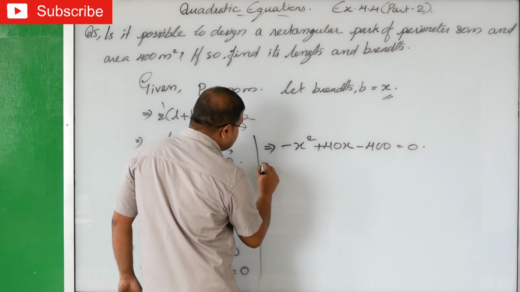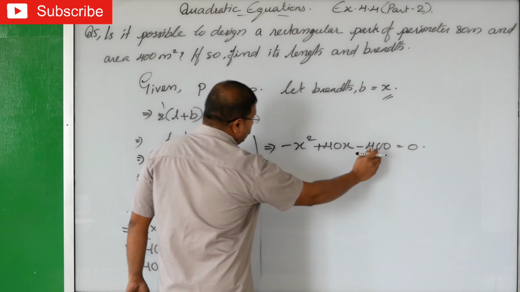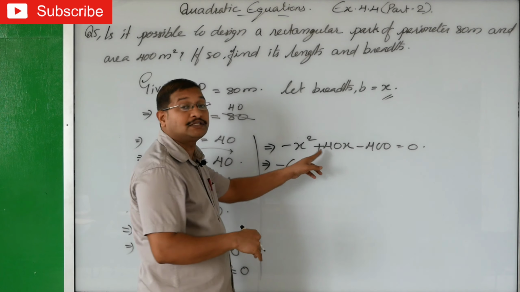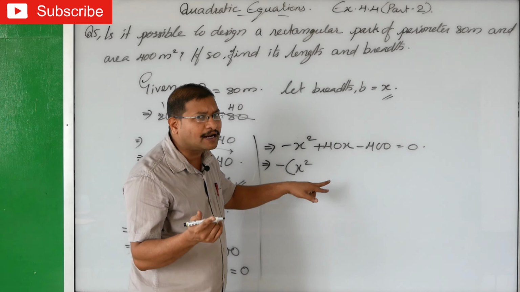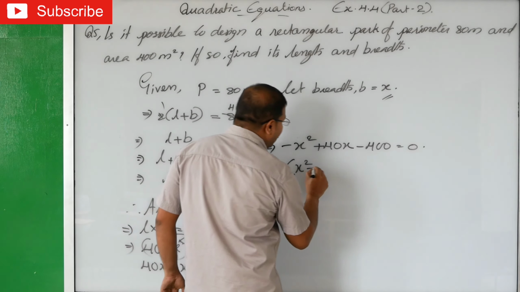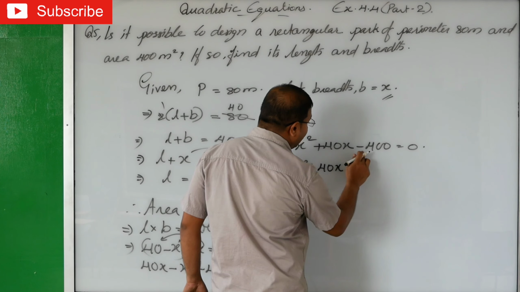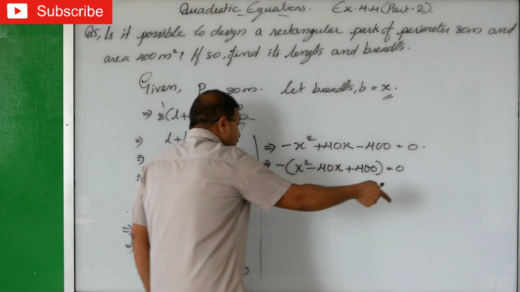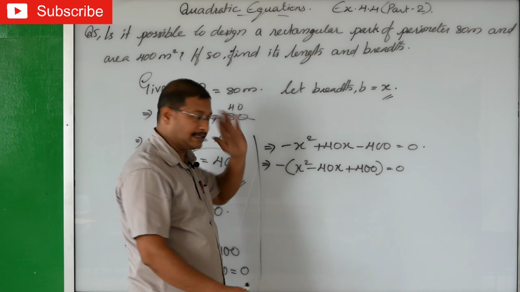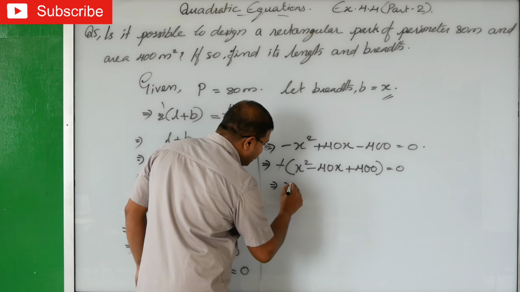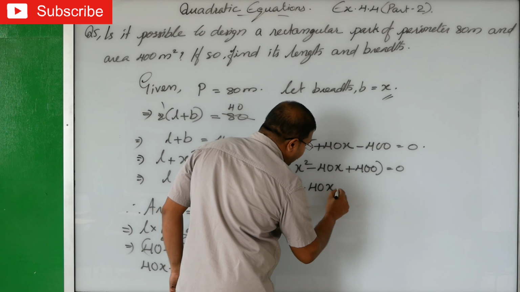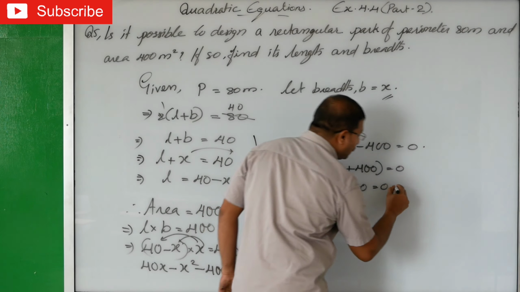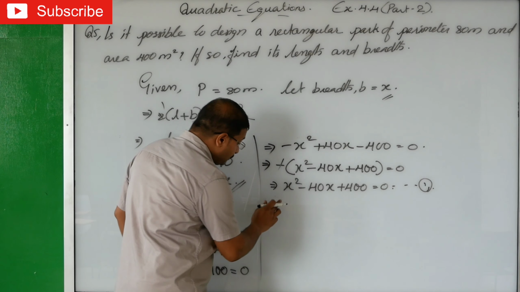Ready? What will you do? Take minus outside, in bracket x square. If you take minus outside, minus will convert into plus, and plus will convert into minus. That means minus 40x and plus 400 equal to 0. Since the other side is 0, minus you can cancel. That means this implies x square minus 40x plus 400 equal to 0. Equation number 1.